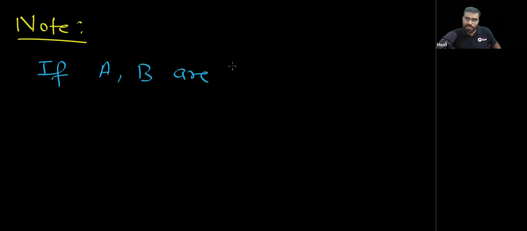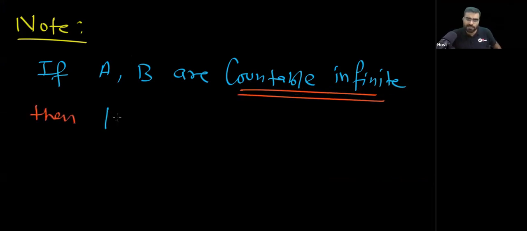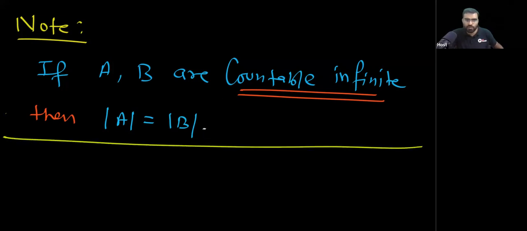So can I say that if you have two countable infinite sets, they have the same size? Please tell me. If A, B are countable infinite, then can I say they have the same size? Then their size will be the same. Yes or no? If you want to prove it, what is the proof? Let me know.